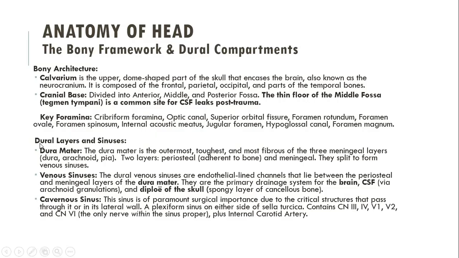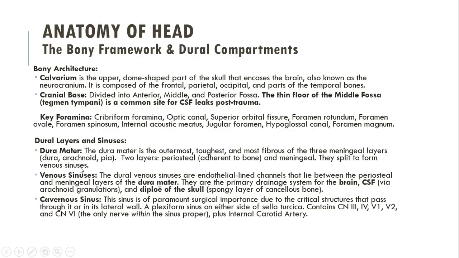Now we come to the dural layers and sinuses. Now, dura mater is the important layer. Dura mater is the outermost, toughest, and most fibrous of the three meningeal layers, that is dura, arachnoid, and pia. It has basically two layers. One is periosteal, that is adherent to the bone, and the other is meningeal. Now, these two layers basically split to form the venous sinuses.